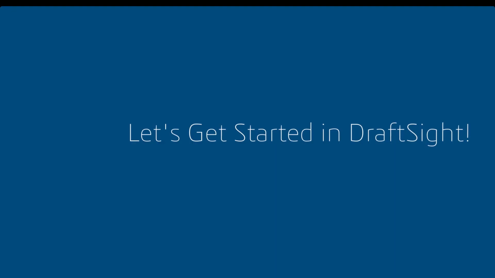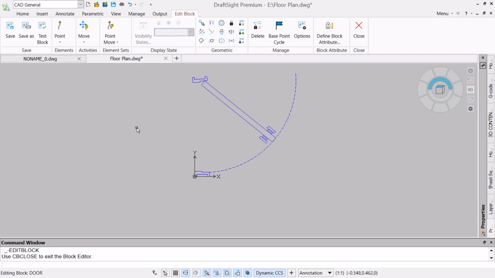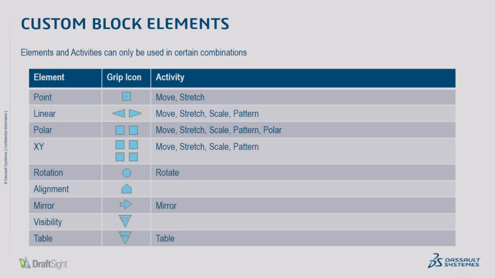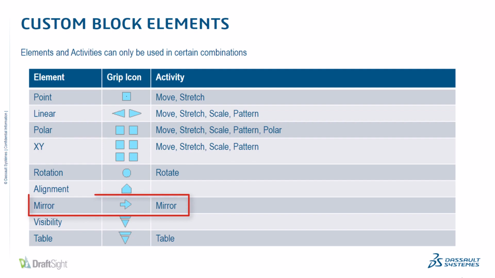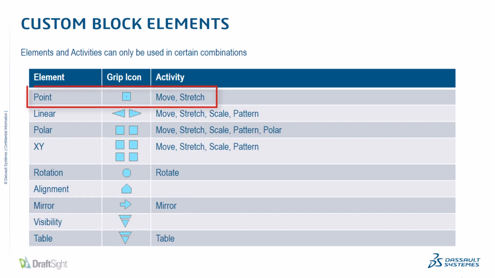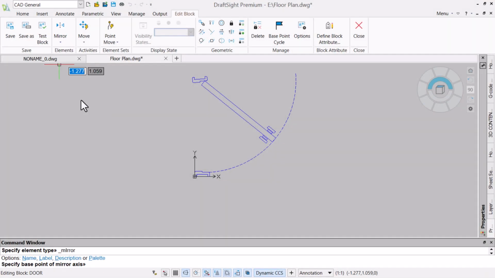So, let's get started. In order to customize a block, it must first be opened in the block editor. Although there are multiple element types available, please note that only certain elements and activities are compatible with one another. Here, we can see a compatibility table. A mirror element is only compatible with a mirror activity, while a point element can work with move or stretch activities. We will apply a mirror element.